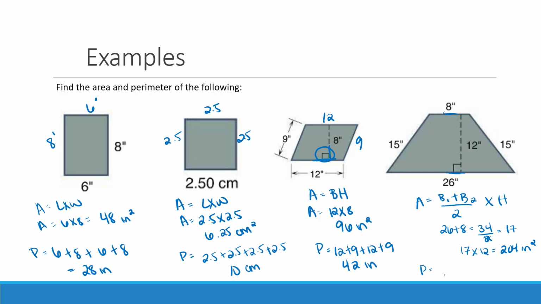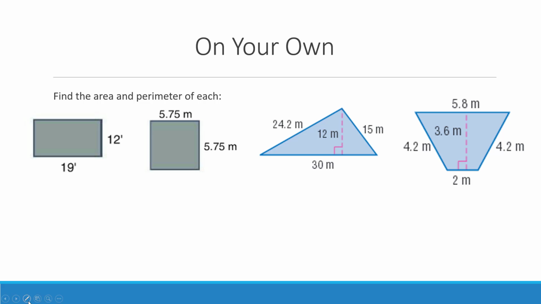Perimeter, remember, dance around the outside. Add the outside edges together. 26 plus 15 plus 8 plus 15. Again, notice which one I did not add in there. I did not add in the 12 because it is considered on the inside. So this is going to be 64 inches. All right, try these on your own, and when you're ready, hit play to check your answer.